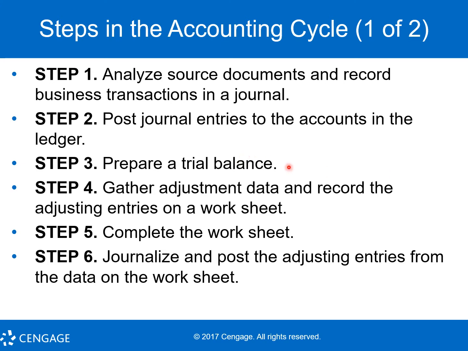Then we prepare a trial balance, and typically this is done on the worksheet. Then we gather our adjustment data and record the adjusting entries on the worksheet. And then we're going to complete that worksheet. Step 6 is where we journalize and post the adjusting entries from the data on the worksheet. So we're going to take the adjustment information from our worksheet and journalize that.